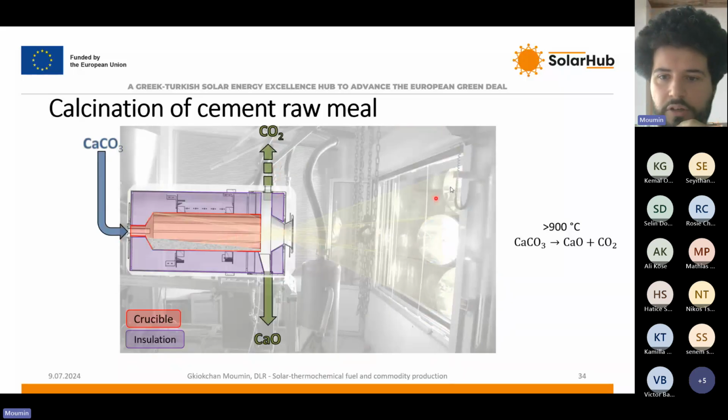So again, in this case, it's a point focusing system, because otherwise you cannot reach these high temperatures. The radiation enters the reactor and then diverges after entering. And we have the material that flows through the kiln and then leaves it. Generally, we differentiate between the crucible, the red area, and the insulation, the purple area.